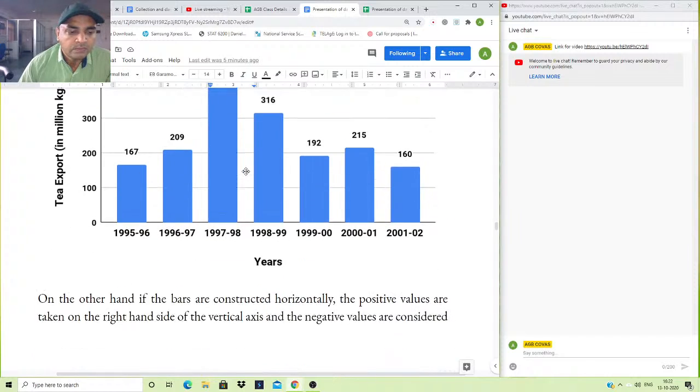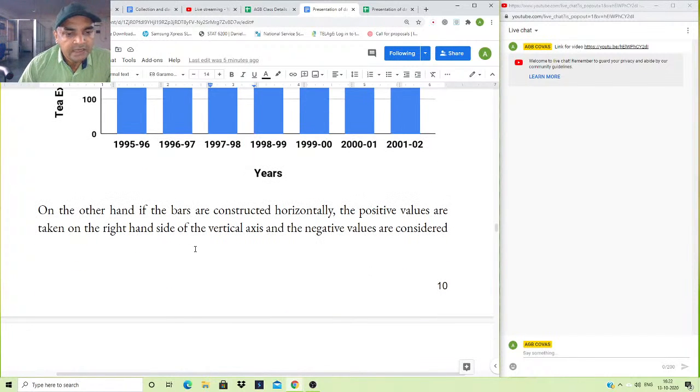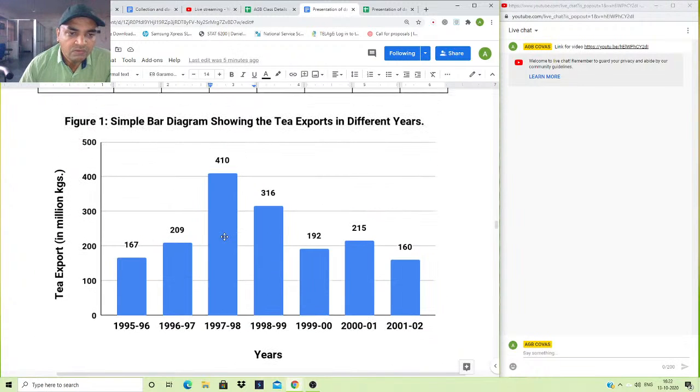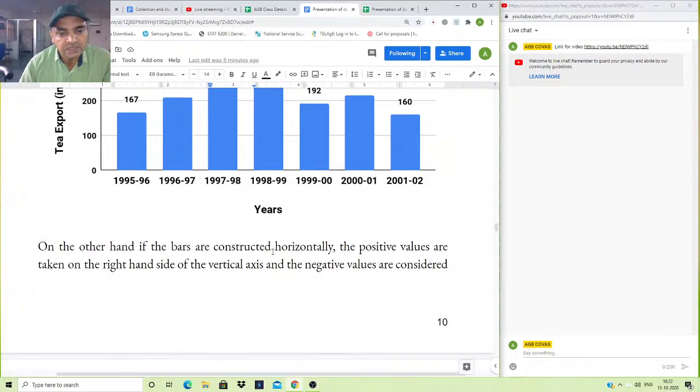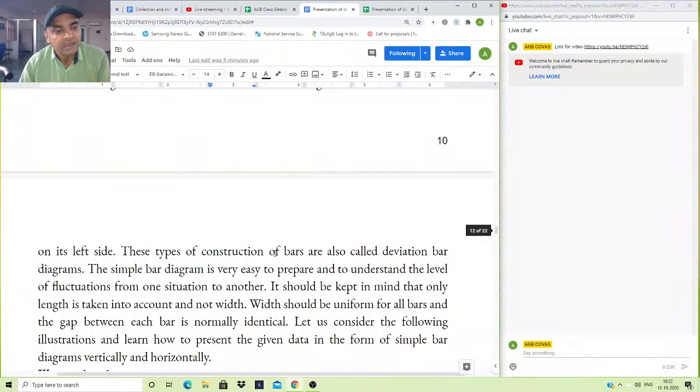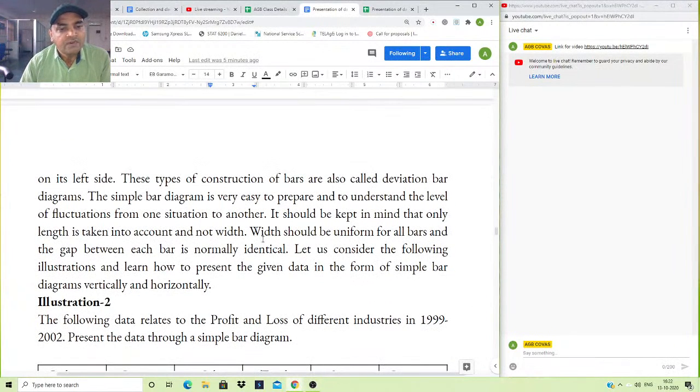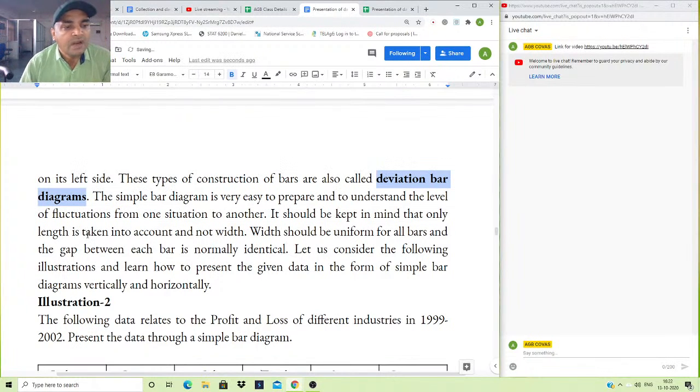Okay. So now, on the other hand, if the bars are constructed horizontally, now these bars are constructed vertically. So it is a vertical simple bar diagram. If you construct them horizontally, the positive values are taken on the right side of the vertical axis, whereas the negative values are considered on the left. So this type of construction of bars is also called, what are they called? They are called deviation bar diagrams.